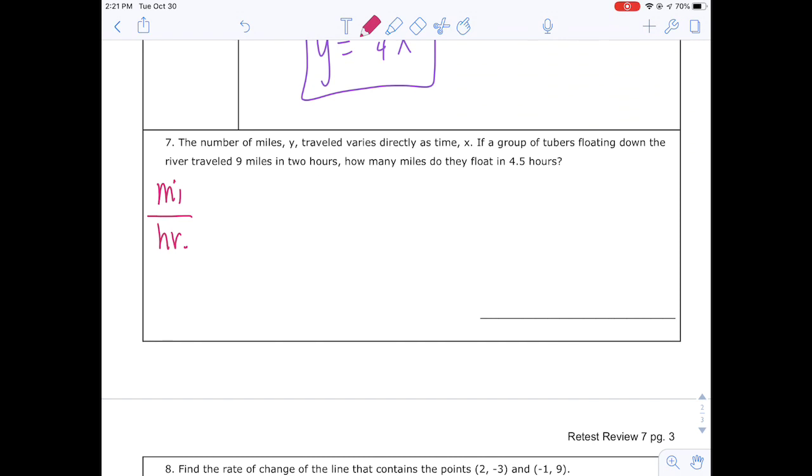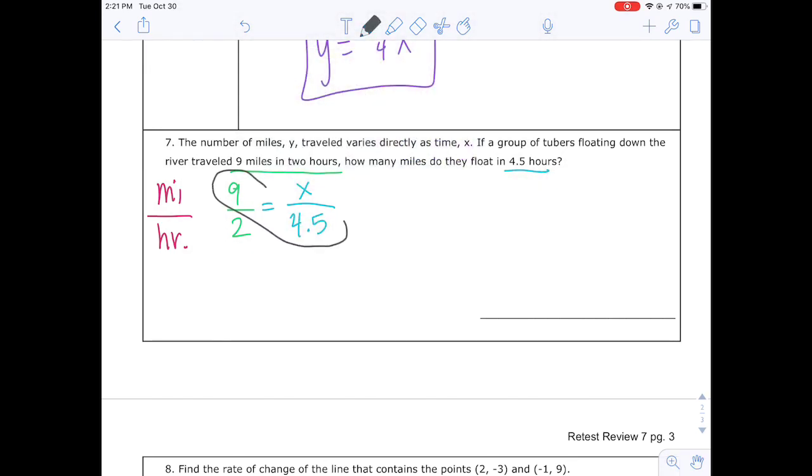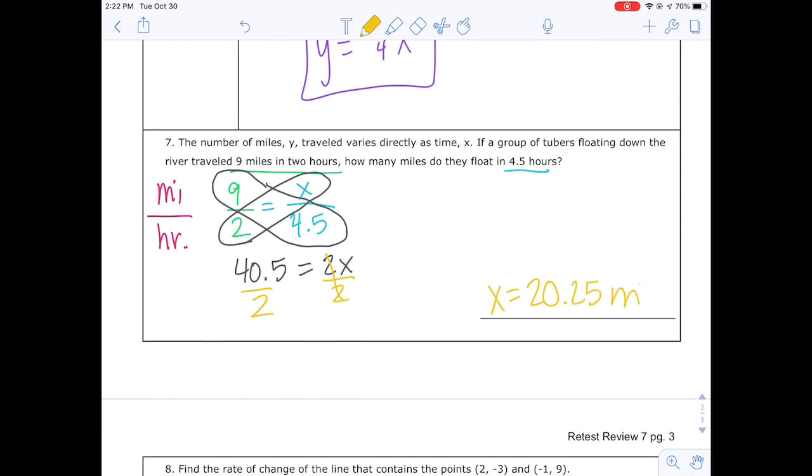So if I set up a proportion right here, we know they went 9 miles in 2 hours, and we want to know how many miles they can go in 4.5 hours. To solve this, I'm going to cross multiply. So 9 times 4.5 is 40.5. 2 times x is 2x. And then divide both sides by 2, and x equals 20.25 miles.